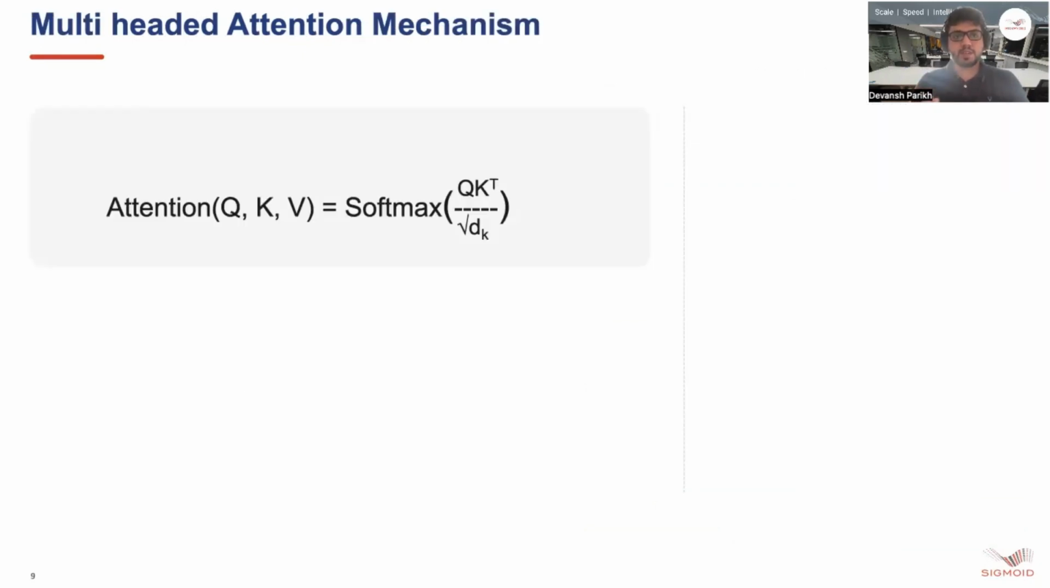Now let's do a deep dive into the multi-headed attention mechanism and try to understand some of the maths behind it. The attention mechanism is primarily driven by three variables: query, key and value, Q, K, and V. Very simply put, there is something which we calculate known as the attention weight, and that is calculated using the query token and the key token.